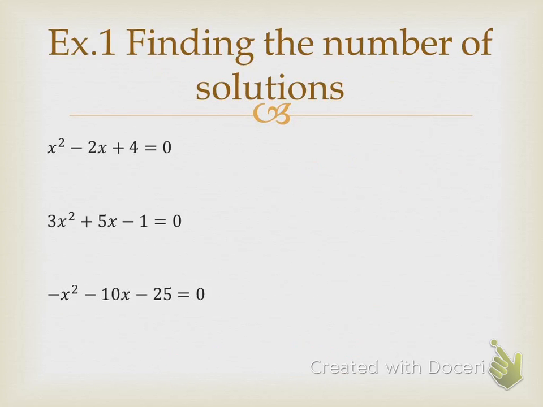Example 1, finding the number of solutions. So for our number of solutions, we only have 3 options. There's either 2 solutions, 1 solution, or no solution. I know that there's going to be 2 solutions if I use the discriminant and I get a positive answer. There's going to be 1 solution if I use the discriminant and I get 0 as my answer. I know there's going to be no solutions if I use the discriminant and I get a negative number as my answer. So, first of all, before we do anything, let's write the discriminant.